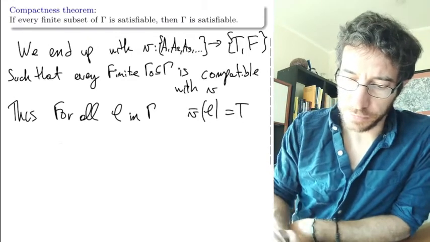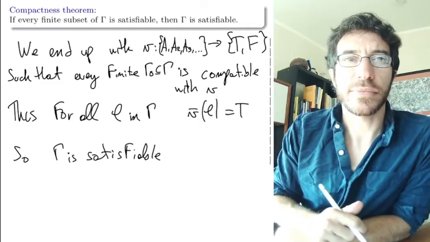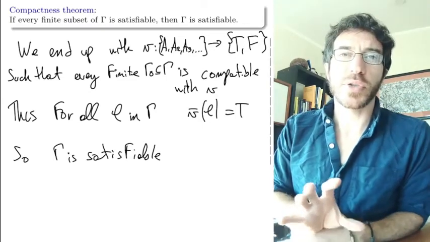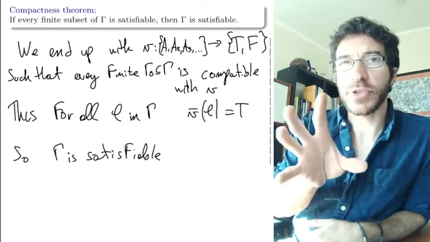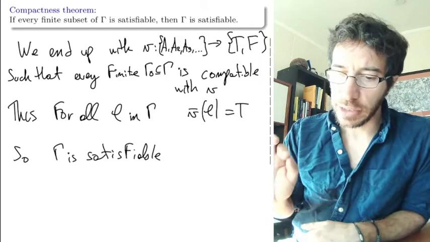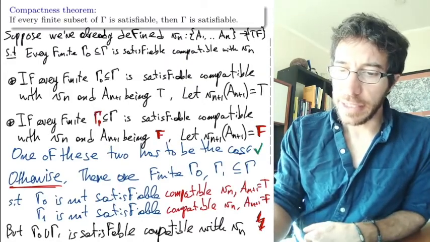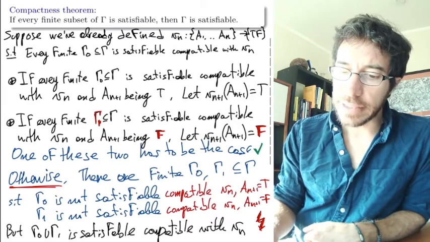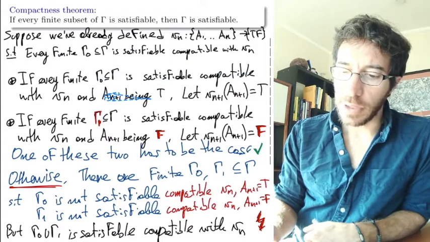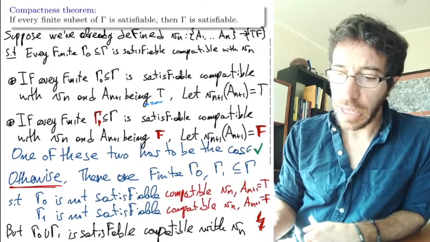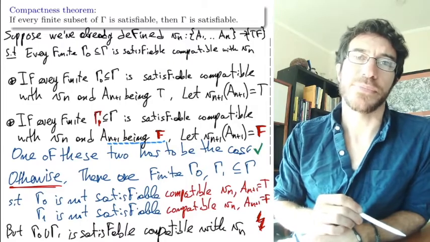So therefore, gamma is satisfiable by this particular truth assignment V. Okay? So that's how we put these truth assignments together. Knowing that each finite subset has a truth assignment that makes it true, we find a way to put them together. And the key is to decide at each step whether every subset is going to be satisfiable making An plus 1 true, or every subset is going to be satisfiable making An plus 1 false.